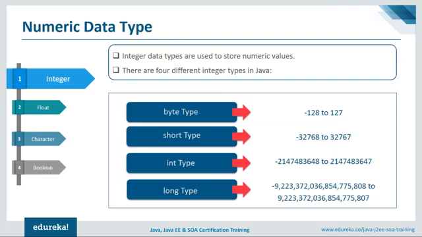Now, if you want to make your code more optimal, then you can go with short or byte depending on the number itself. Again, byte, as I said, takes 1 byte, short takes about 2 bytes, int takes 4 bytes, and long takes 8 bytes of memory as such.